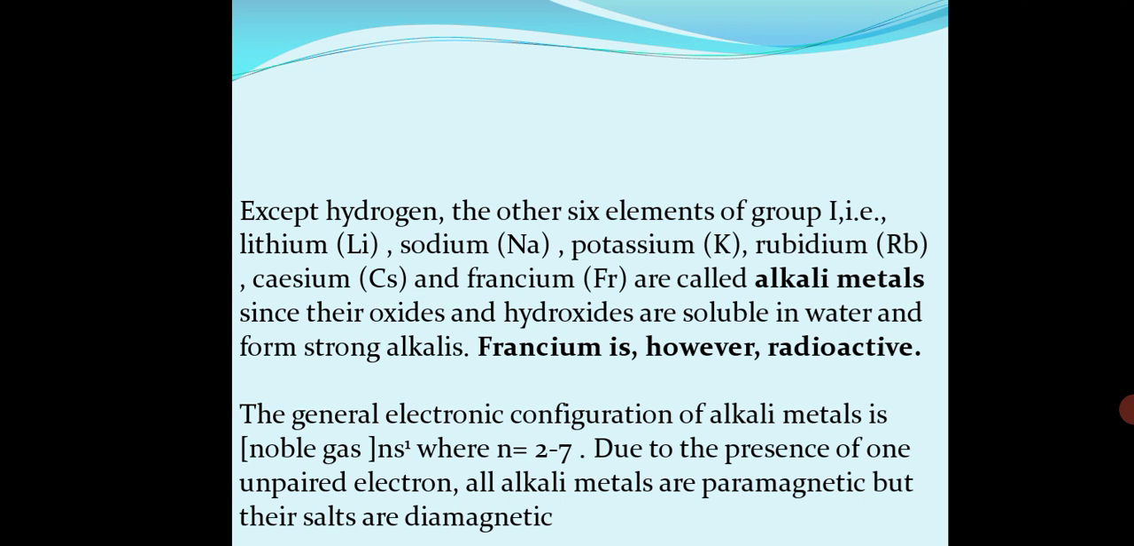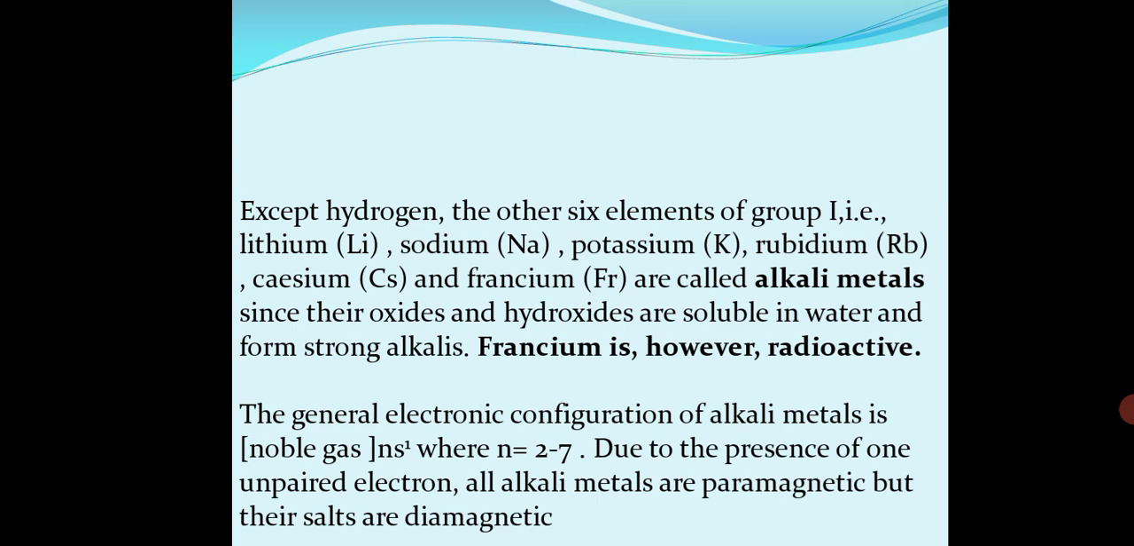Now there are several compounds of alkali metals, like sylvine, that is KCl, a mixture of KCl and NaCl, carnallite, KCl.MgCl2.6H2O, and feldspar, K2O.Al2O3.6SiO2. In this way, many more compounds of alkali metals are there.